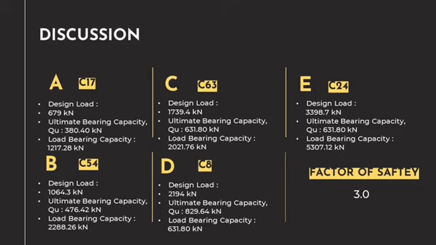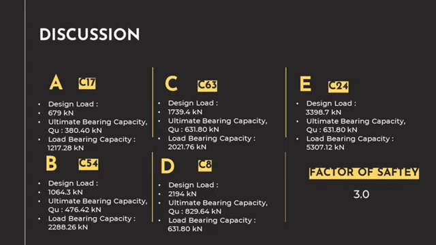From the result that we get, for column 17, the ultimate bearing capacity is 380.40 kilonewton. Load bearing capacity is 1217.28 kilonewton. For column 54, the QU is 476.42 kilonewton. Load bearing capacity is 2288.26 kilonewton. For column 63, the QU is 631.80 kilonewton. The load bearing capacity is 2021.76 kilonewton.